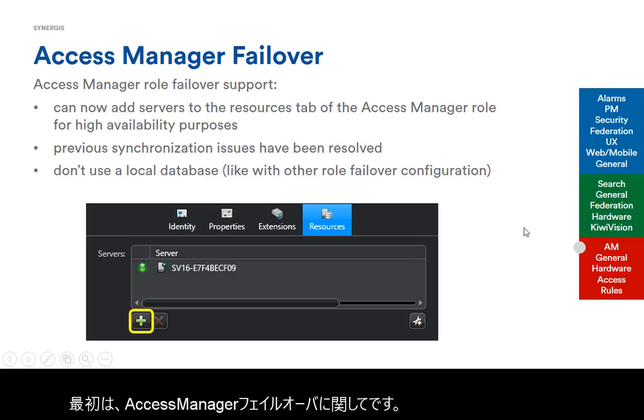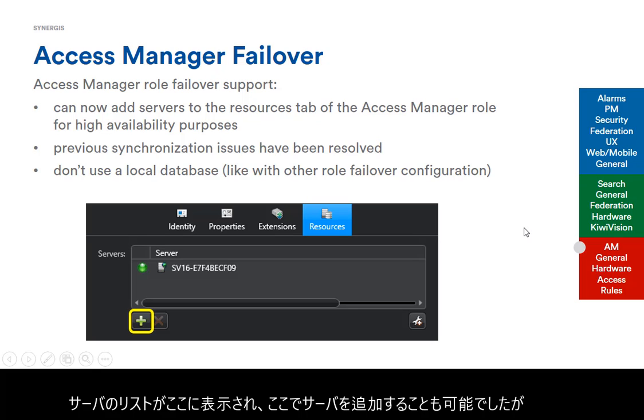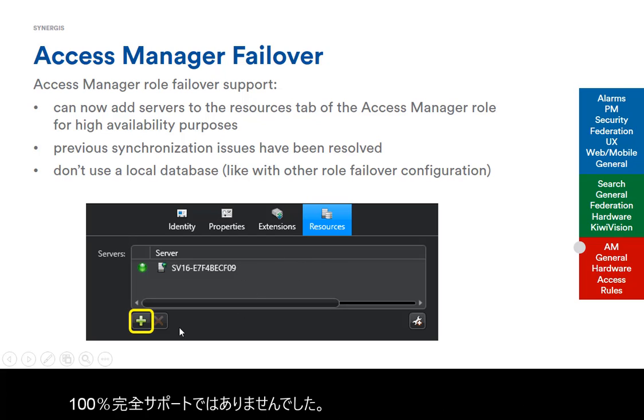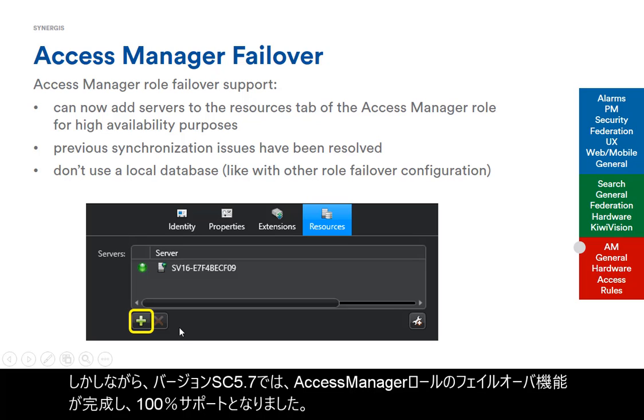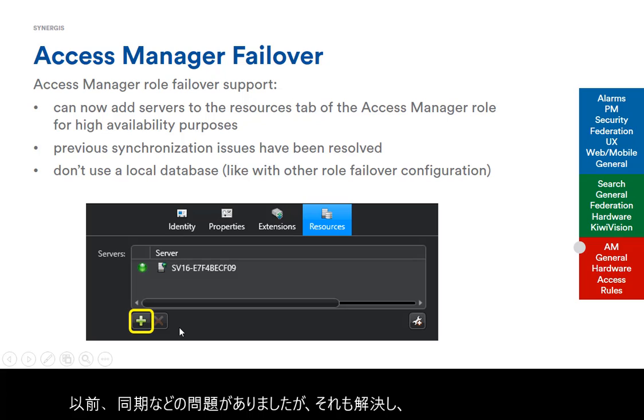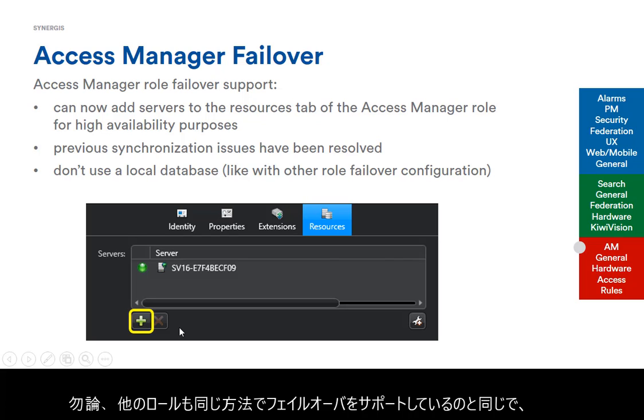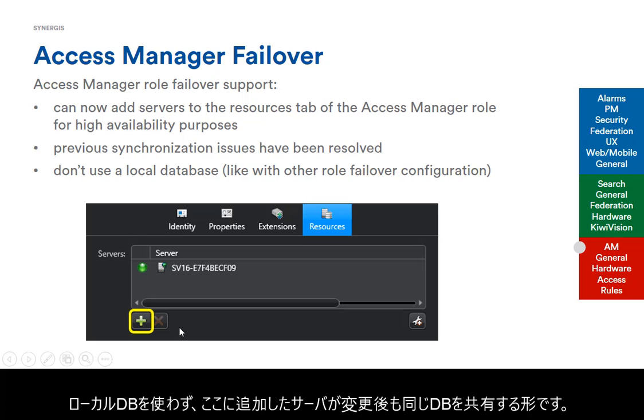So the first thing to talk about is the Access Manager failover. So the role previously, we did have under the resources section, the server list here. We could add servers to it, but it wasn't 100%. So now it is 100%, and any kind of problems that we may have run into with synchronization issues have been resolved, and now we can use the Access Manager high availability for sure on this. Of course, like the other roles that use the same kind of thing in their resources, we don't want to use a local database. We want to make sure the database is shared, and that any server that we add to this list can actually hit that database.